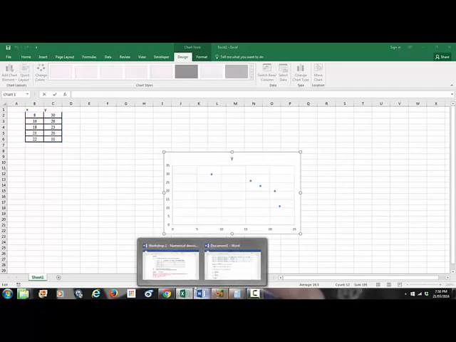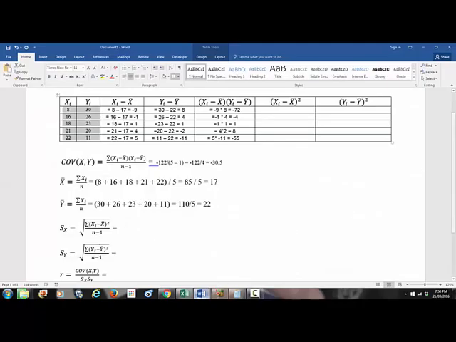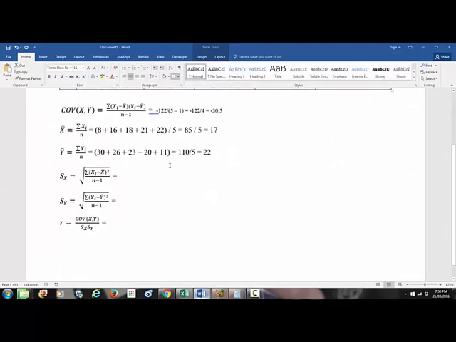Jumping back into the operation itself, the formula for the correlation coefficient, or R, also referred to as the regression coefficient or the R value, is the covariance divided by the standard deviation of X multiplied by the standard deviation of Y. We've already got the covariance, but we need to get the standard deviations for each of those.